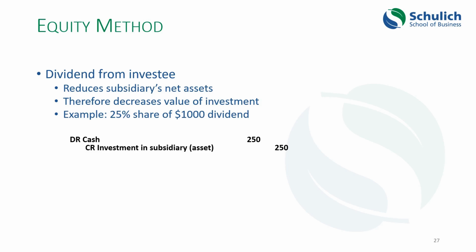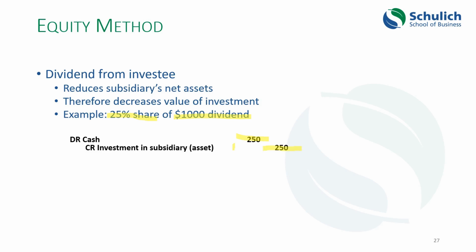And the owning company, the company that owns the 25% of the shares, gets a portion of that dividend. So if the investee company declared a dividend of $1,000, the company that owns 25% of the shares gets 25% of that dividend. So what happens? Well, it does get the cash, right? So the cash of the owning company goes up by $250. And rather than declare that as income, the investment in the company goes down.